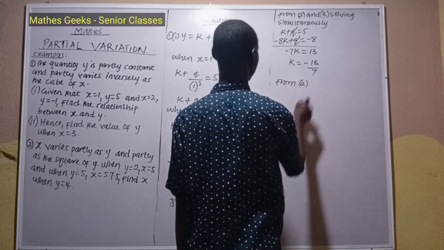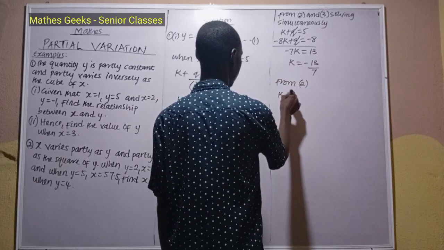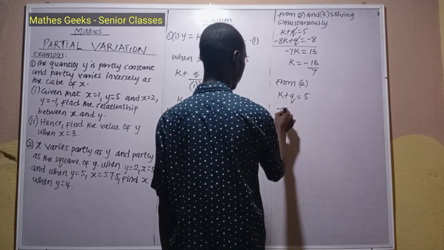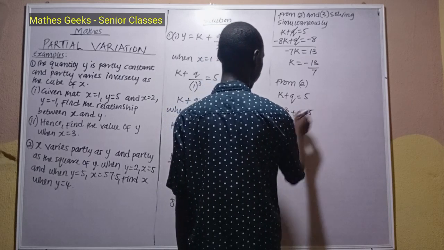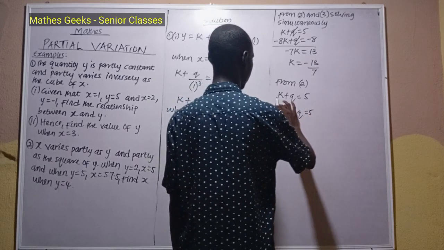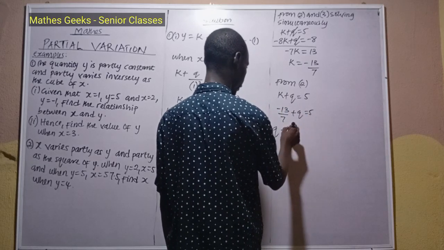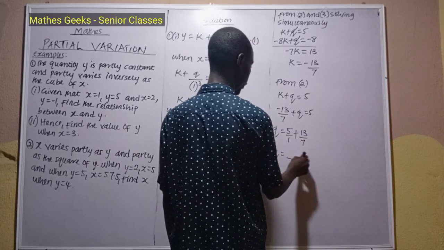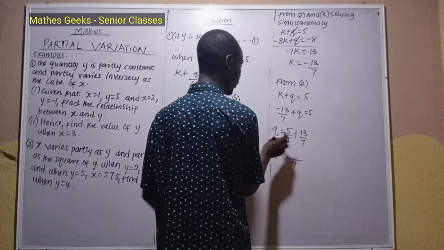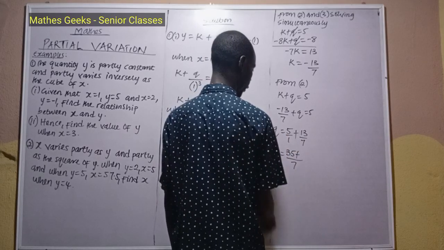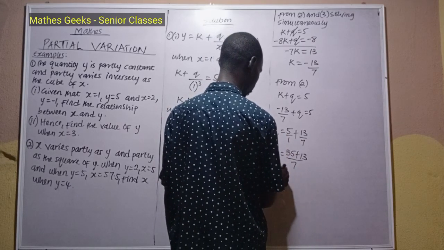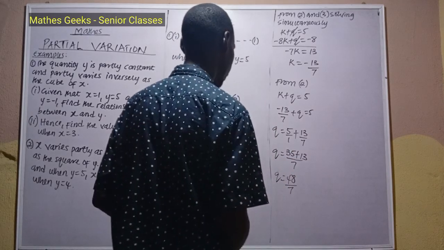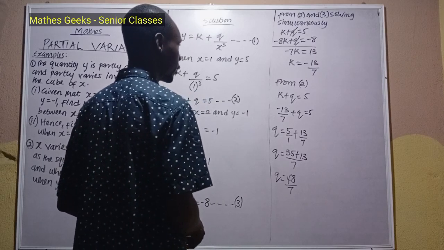From equation 2, which is k plus q equal to 5, and k is minus 13 over 7, so minus 13 over 7 plus q is equal to 5. So q, bring this to this side, that's correct, like terms: 5 over 1 plus 13 over 7. The LCM is 7. 7 times 5 is 35, plus 1 times 13. So q is equal to 48 over 7. The value of q is 48 over 7, and that of k is minus 13 over 7.